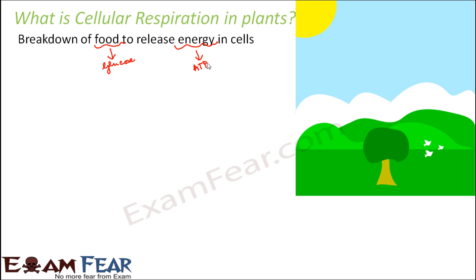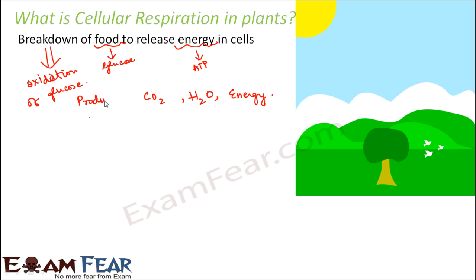So now the question is how this breakdown of food takes place. Now when I say breakdown of food, what actually happens is the food molecules are oxidized. So it is oxidation of glucose, because a food molecule is nothing but glucose. So oxidation of the food molecules takes place to produce carbon dioxide, water and energy. These are the products of the process of respiration.